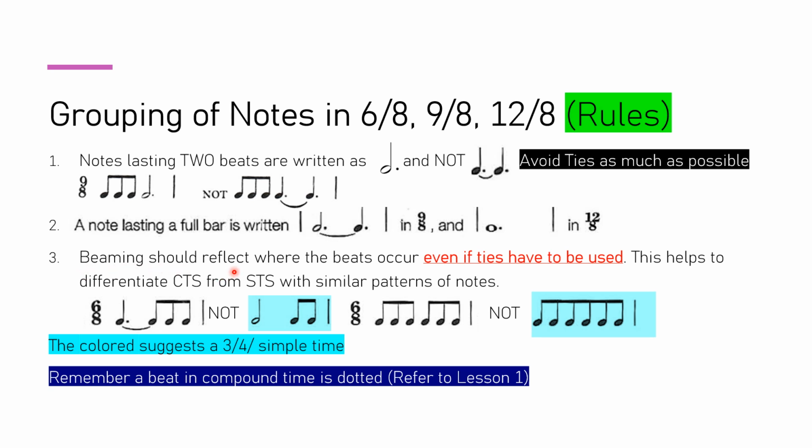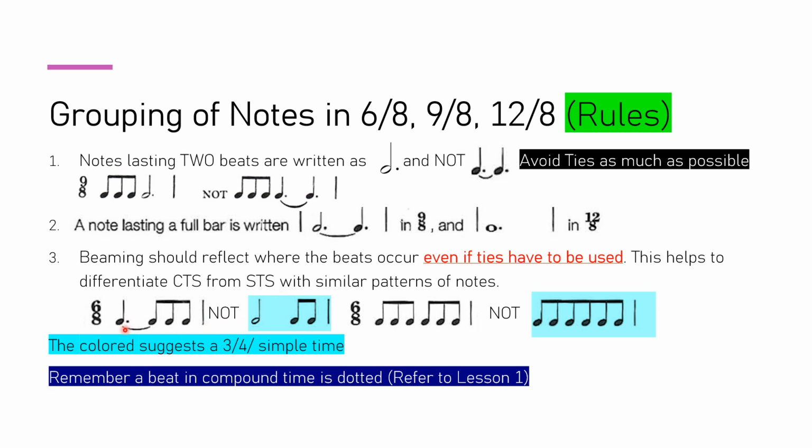Now, the third rule: beaming should reflect where the beats occur. It's very important when we are beaming that we don't obscure where the beat occurs, that is, where the dotted beat starts from, even if you have to use ties. Yes, we say we don't want to use ties as much as possible, but if we need to use ties to show where the beats are, then it's fine to make the beat clear. This helps to differentiate between compound time signatures and simple time signatures with a similar pattern of notes. I'm going to give you an example, because you could have the same set of notes, and if you don't beam them properly, you can confuse it to be a simple time signature when actually it's compound time.